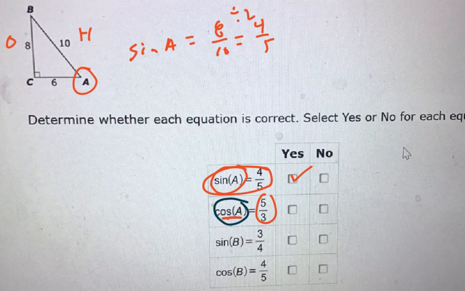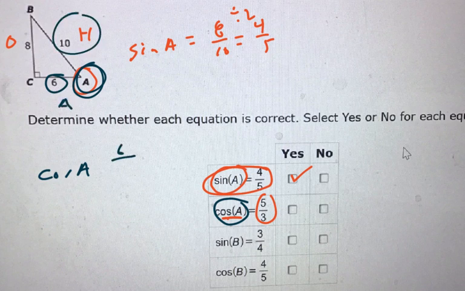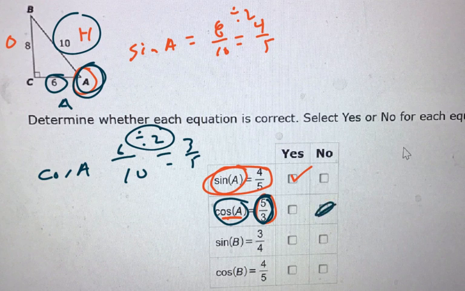All right, let's do cosine of A. If I wanted cosine of this A, do you understand I would do adjacent over hypotenuse, and 6 over 10 reduces to 3/5 when I divide by 2. And notice they have it upside down. That's how they trick you guys. They flip things around, add negatives and stuff. So we know this one's a no. It should be 3 over 5.